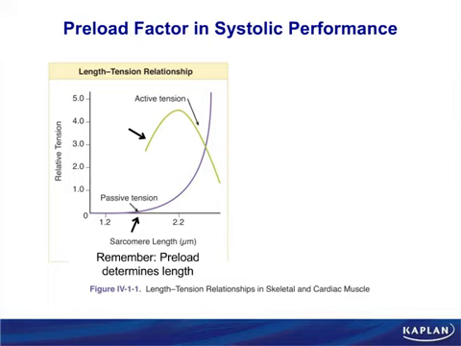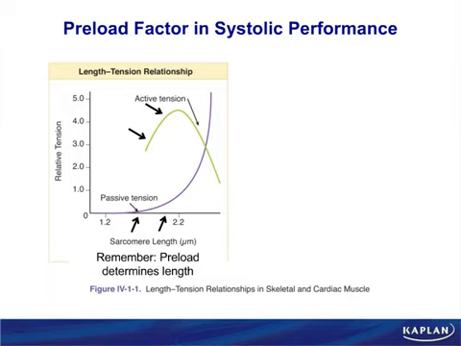All right, quick review from skeletal muscle on the left is our length-tension relationship. On the x-axis is sarcomere length, or preload. Remember, preload determines length. On the y-axis is tension. We have two different curves, but the one we're very interested in is the active tension curve. But notice, if I'm at a certain level of preload, I have a certain length, and I get a certain level of active tension.